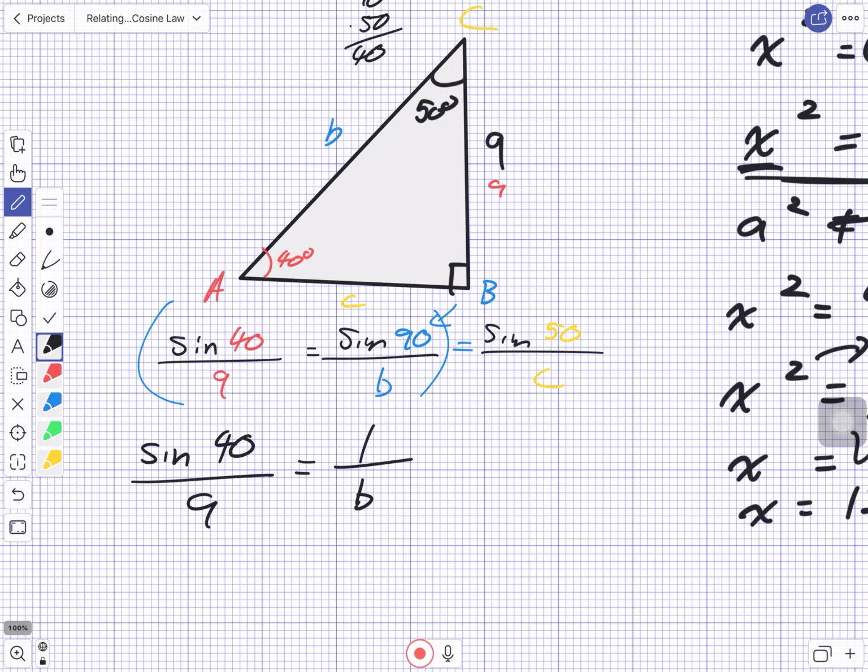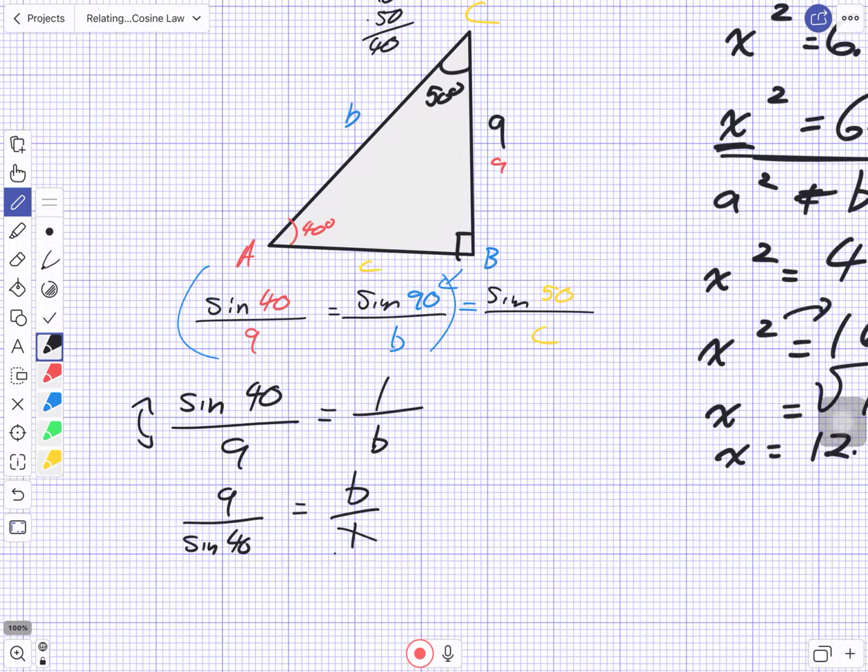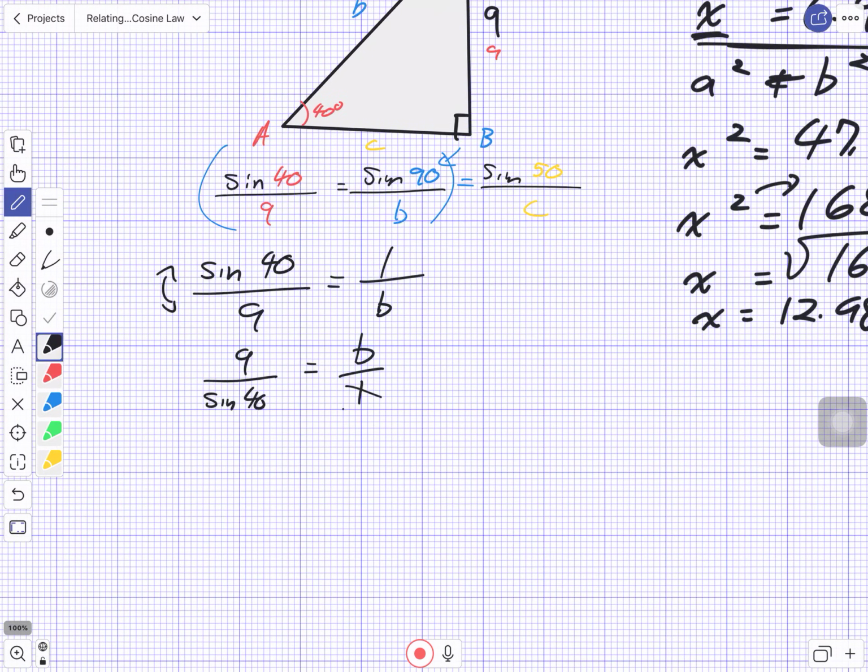What's neat about this is I can actually flip the entire ratio and it's still equal. And I want to do that just so we can start to see how it relates to other things. So I'm actually going to make it 9 over sine 40 is equal to b over 1. And the reason I'm doing that is because any number over 1 is just that number. 1 disappears, okay? So now what we're really working with is 9 over sine 40 is equal to b.